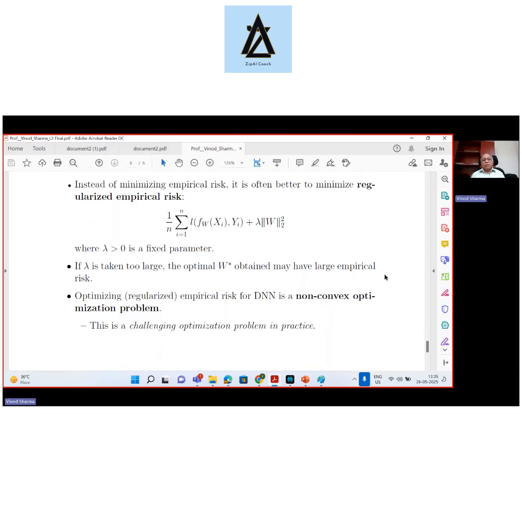This optimization problem, whether of empirical risk minimization or regularized empirical risk minimization, is actually a non-convex optimization problem. And this is known to be a challenging problem in optimization theory. This is one of the issues that one has to address when studying deep neural networks.